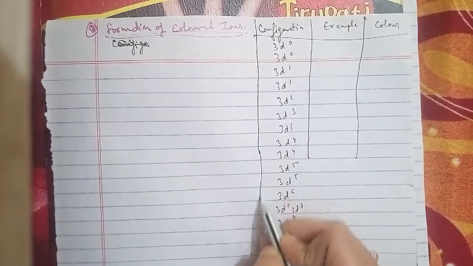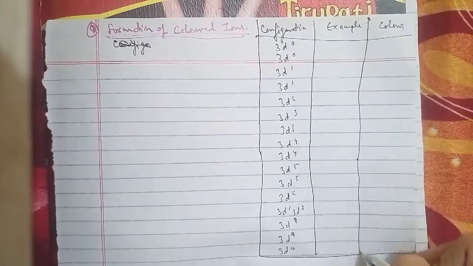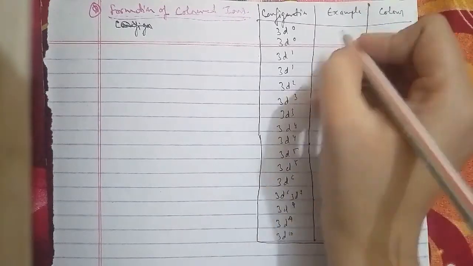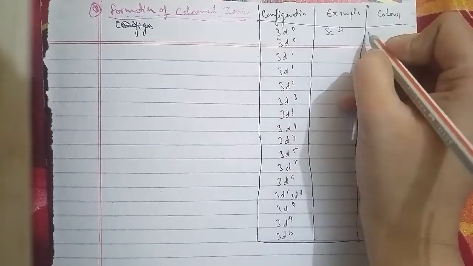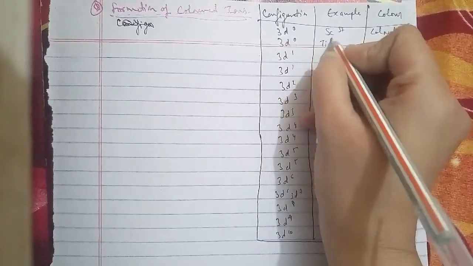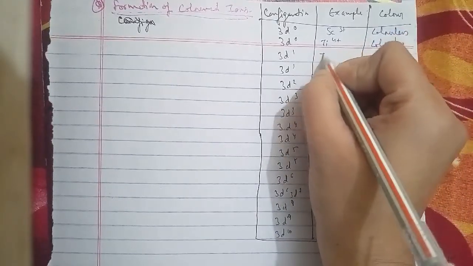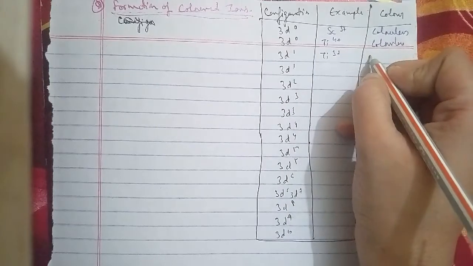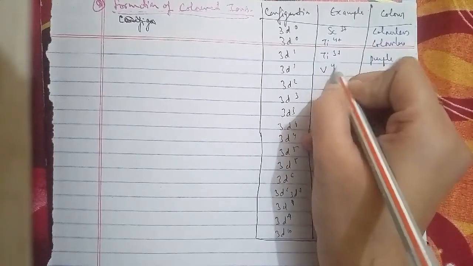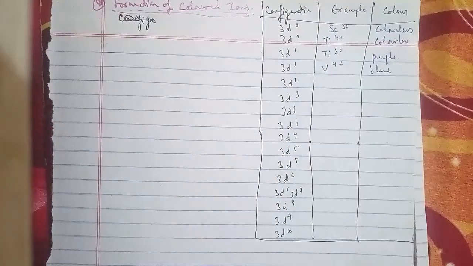Okay, so here for the same we go ahead, and for 3D 0, it is Sc3+, and its color is colorless. For 3D 0, it is Ti4+, it is colorless. 3D 1 is your Ti3+, which is purple in color. Then 3D 1 again, we have V4+, that is your blue. We'll go ahead for the 3D 2 here, that is V3+. This is your green in color.